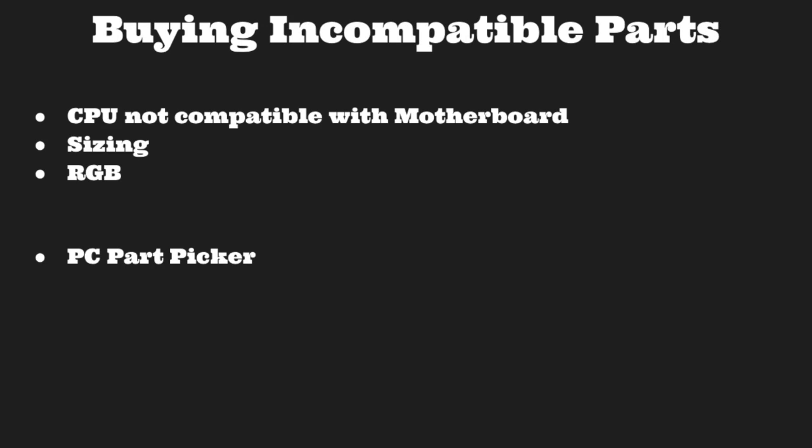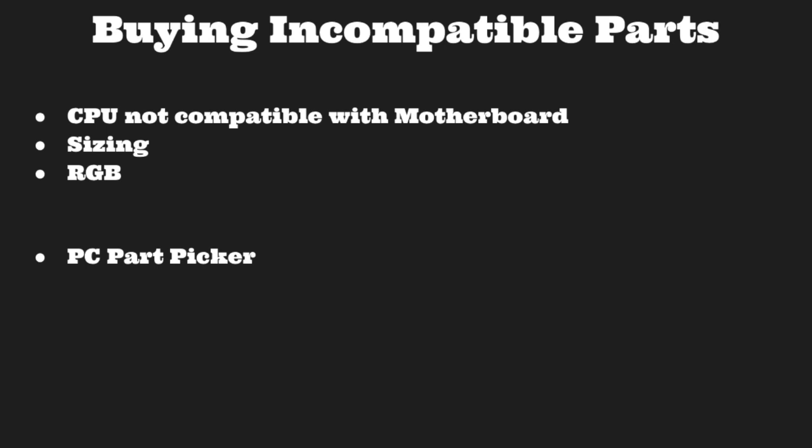Now, this is one of the first steps to the process of building a PC and one of the biggest mistakes that beginner PC builders make. For example, the CPU might not be compatible with the motherboard, or any of the sizing doesn't fit with each other, like the power supply is too big or the graphics card's too long, any of those issues, or possibly even the RGB issues. For example, if you're using some fans that are 3-pin connectors, whereas the motherboard might have a 4-pin connector.